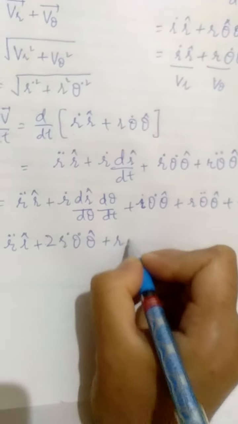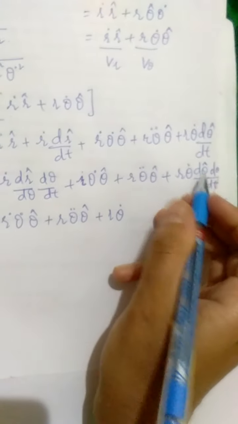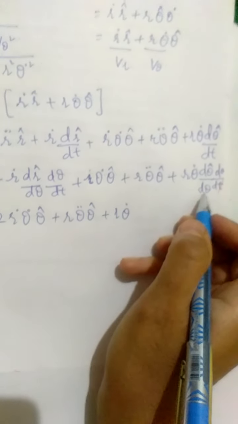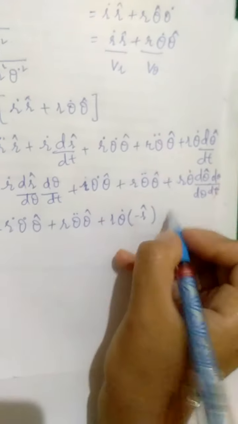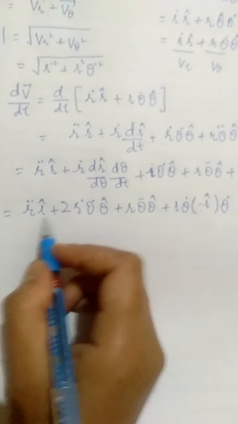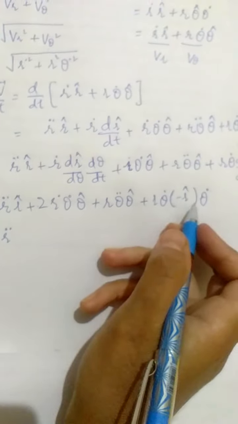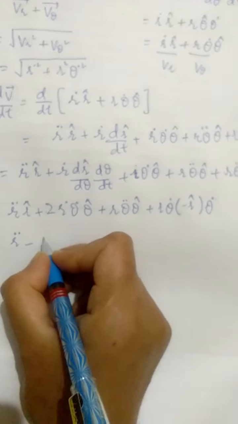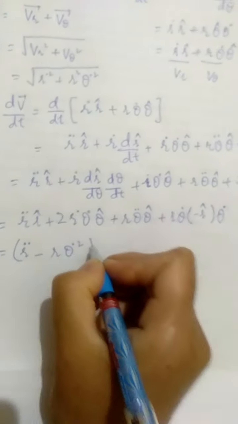For this, it is r theta double dot theta cap plus r theta dot, what is d theta cap by d theta? You have done that in the previous video. That is minus r cap, and what is d theta by dt? That is again theta dot. Now all we have to do is that we will separate the radial components and the angular components. So it will be r double dot, here it will be minus r theta dot square. Theta dot square. So enclosed.